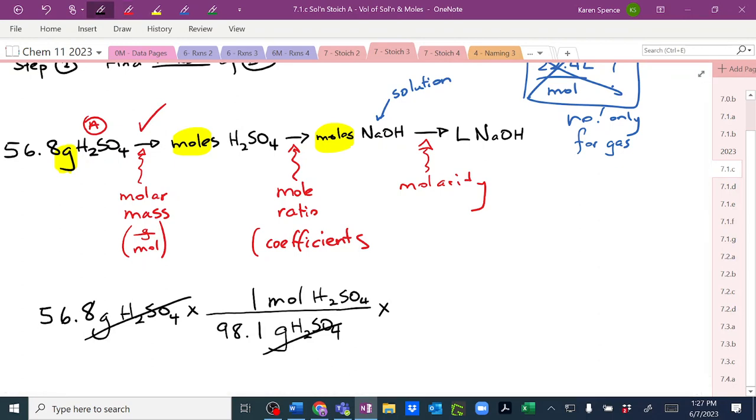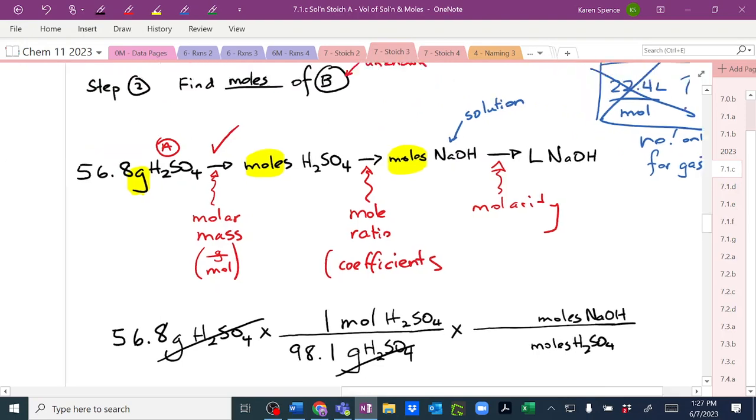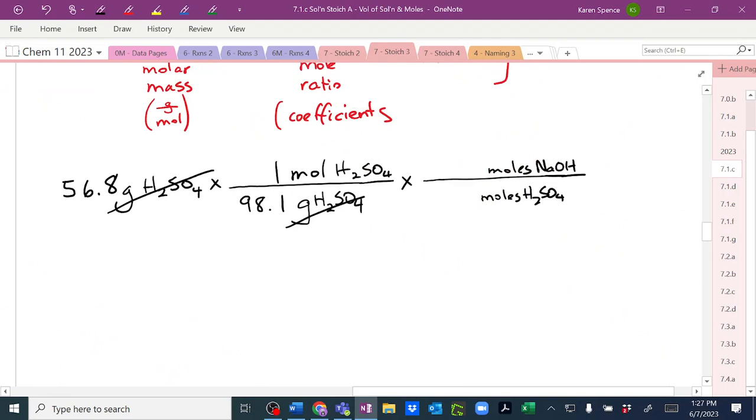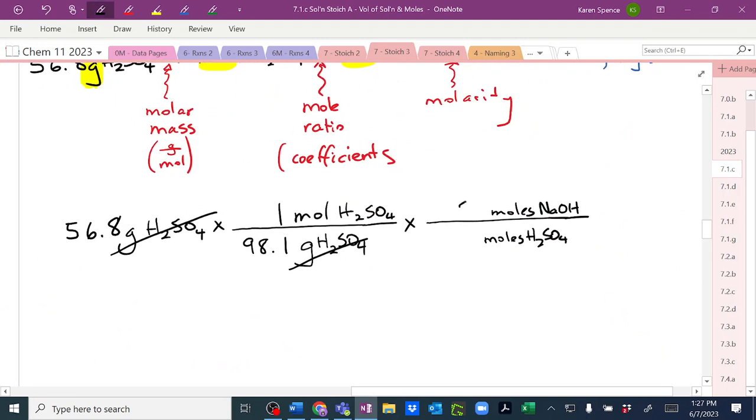Step 2, convert from moles of H2SO4, so put that on the bottom, into moles of NaOH. Anytime you're converting from moles to moles, that is from the coefficients. So let's go back to our reaction, and we have 2 NaOH for every 1 H2SO4. So there's 2 NaOH for every 1 H2SO4.